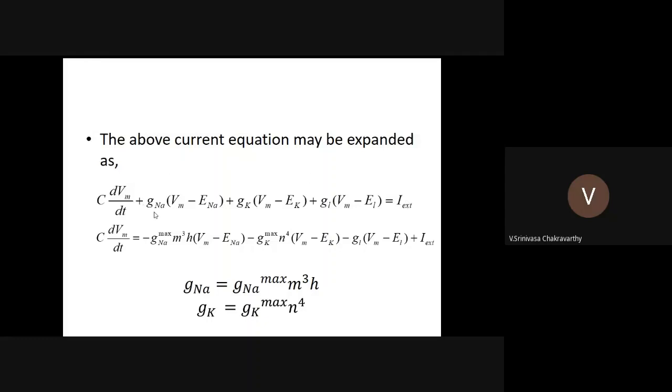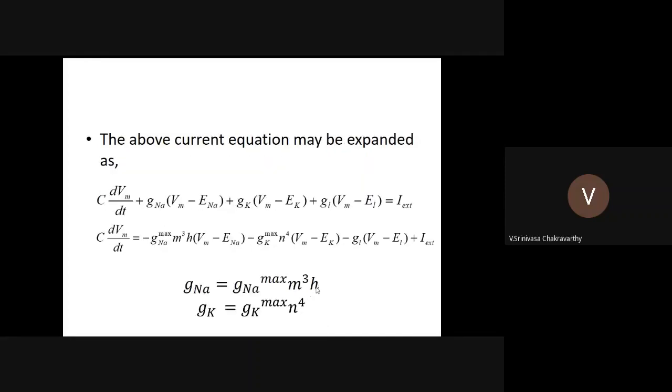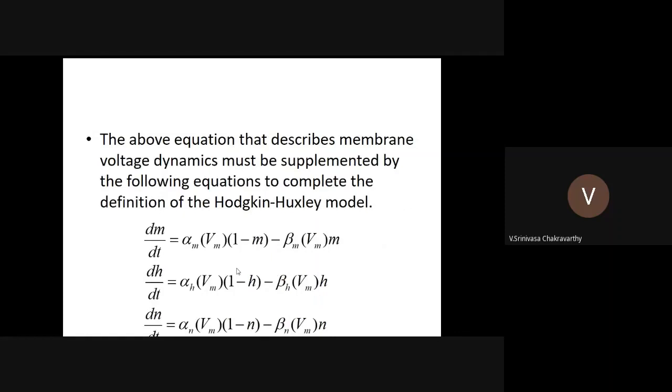Take all these ion channel currents and move them to the right side. Then you just have C dV/dt equal to all these currents. Now we know that GNa and GK are variable, and that variation is given by these two formulae: GNa is GNa max times m cubed h, and GK is GK max times n to the power 4. Now we have more variables, m, h, and n. They are given by these 3 equations. We have already seen them.